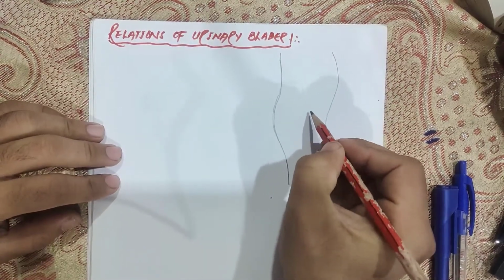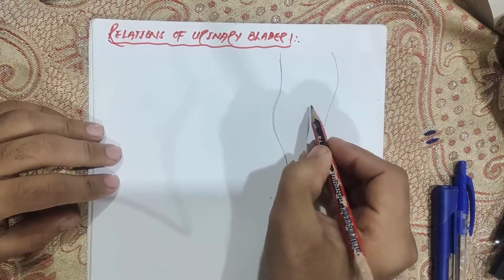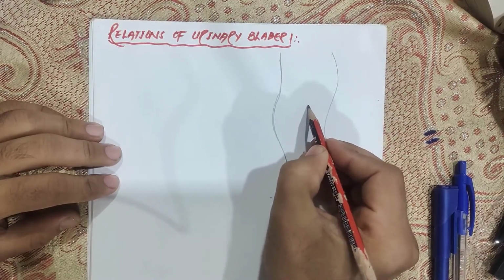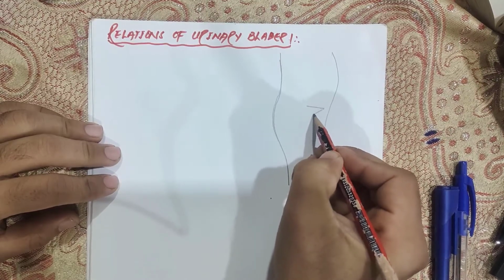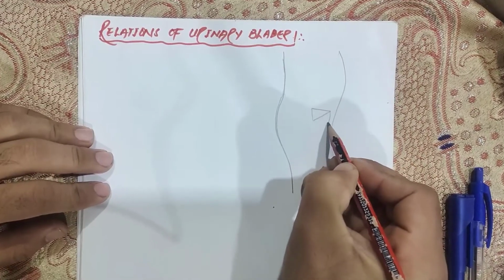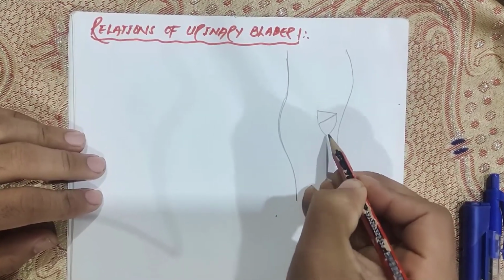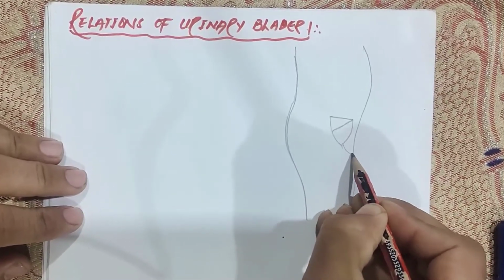Now we know that our urinary bladder is located here in the pelvic cavity, so we will draw the diagram of the urinary bladder in a very simplified way. For example, this is the urinary bladder, right? Like this. Okay, and then this is the urethra, which arises from the neck of the bladder.